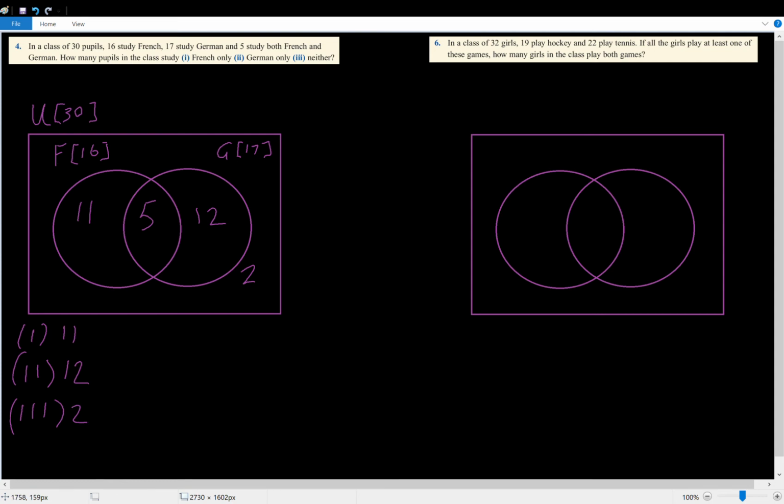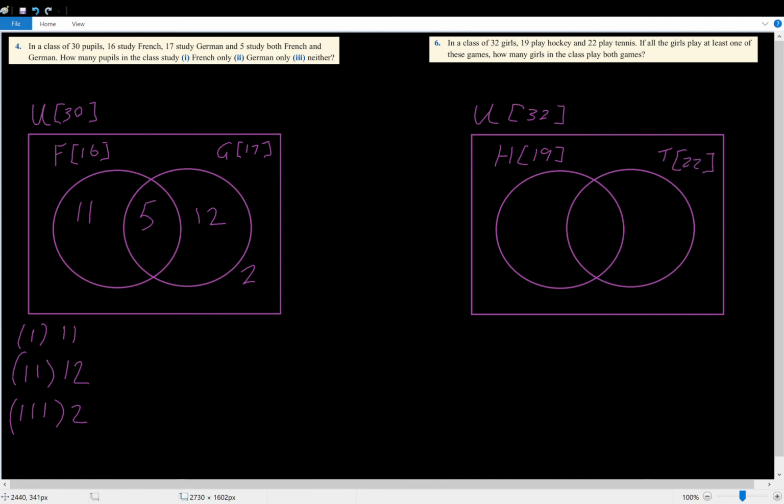And now we'll look at question 6. In a class of 32 girls, 19 play hockey, 22 play tennis. If all the girls play at least one of these games, how many girls in the class play both games? So let's label up our diagram again. We've got U with 32 elements in it. We have H on the left with 19 in it. And we have T on the right, 22 in it.